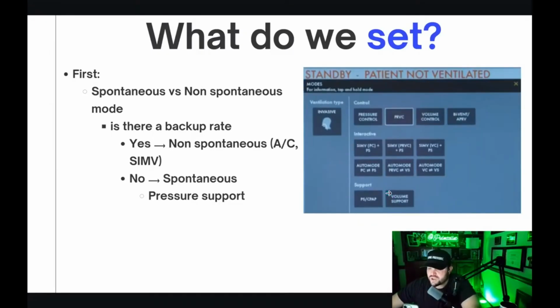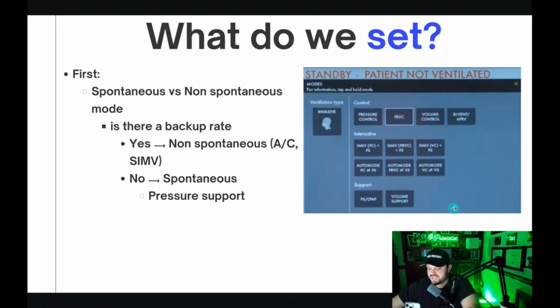So the first question that you have to ask is, do you want there to be a backup rate or not? So some rate that the vent's going to fire at. If that's what you want, and if the patient just got intubated and they are still paralyzed, then you're going to want a backup rate, obviously, right? We're going to do some non-spontaneous modes. So we're going to do something like pressure control, volume control, PRVC, which sucks, as we know. And we definitely don't want to do SIMV, but SIMV would be another thing that we could do, which we would never do. But if we wanted to do it, we could.